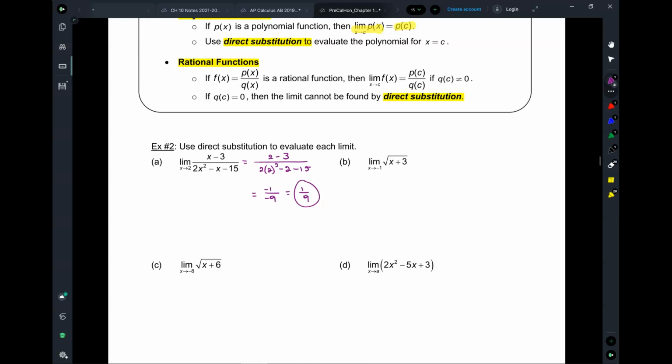You see how simple that is? Just plug the number into the function. x equals negative 1. The limit as x approaches negative 1 of this. Negative 1 plus 3, root 2. That's it.